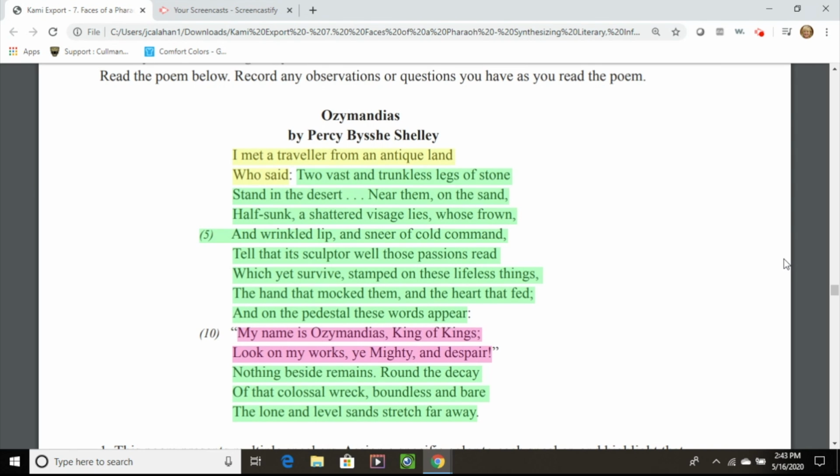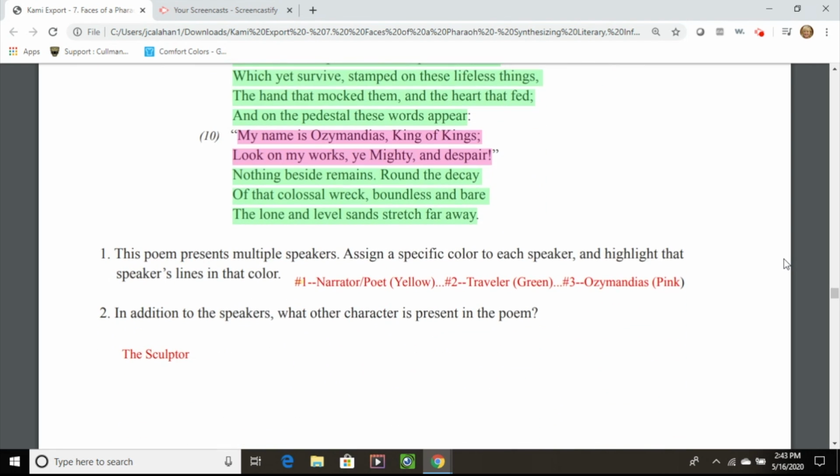You may use this time to go through the poem as a whole group, or you may choose to chunk the questions that are associated with this lesson and have them go through the poem in small groups. So looking at the lesson, it says the poem presents multiple speakers. And as I mentioned, I've assigned yellow, green, and pink to my speakers in the poem, and I would have the students actually highlight those on a document themselves.